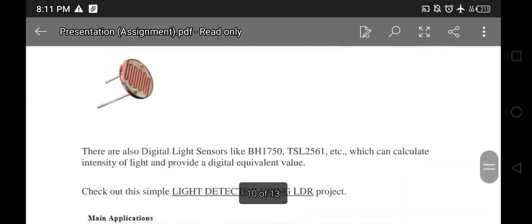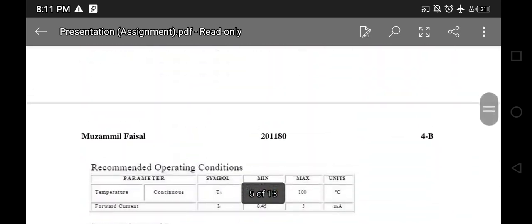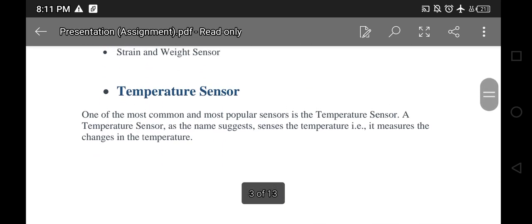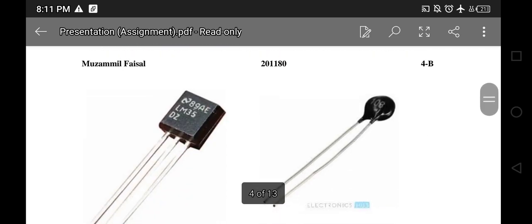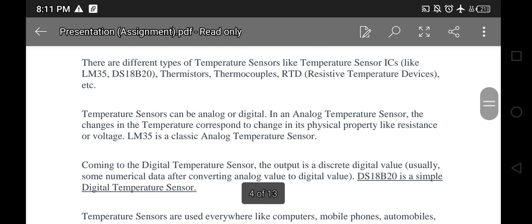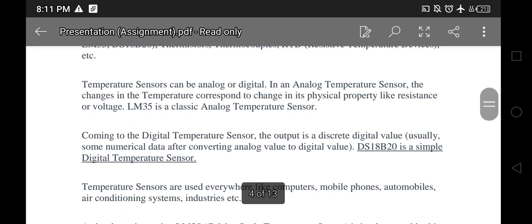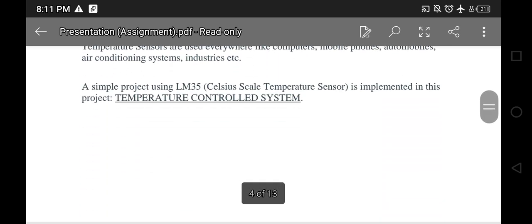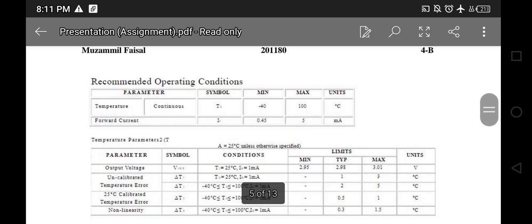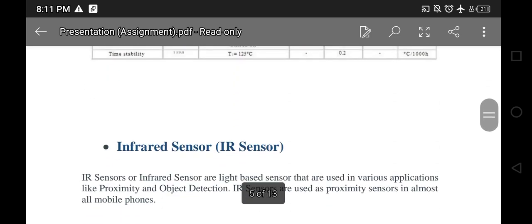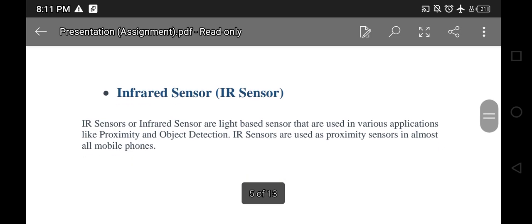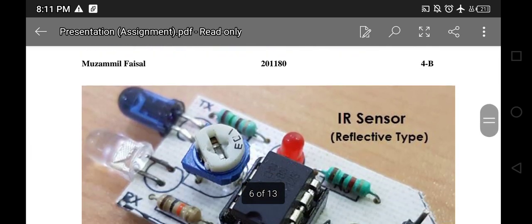If I can just quickly explain to you how many sensors and what we have done here today. Moving on, we discussed the temperature sensor. Related to it, we discussed its applications, and that there are different types of temperature sensors. We discussed that one of its applications is the temperature control system. We discussed the characteristics, which included electrical as well as temperature characteristics. The infrared sensor or IR sensor, we discussed that as well.